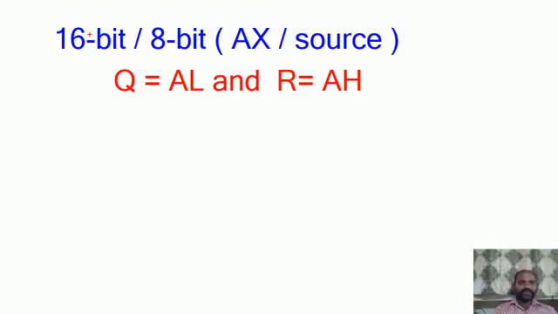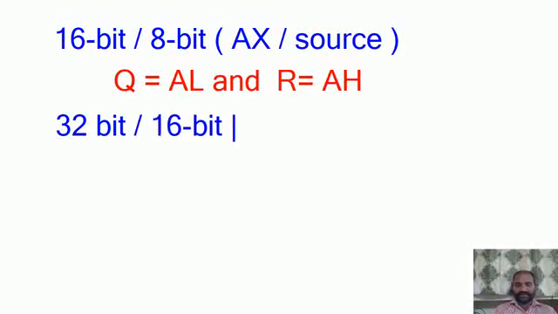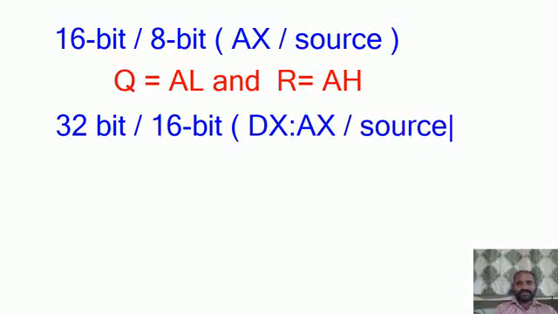So here we are having the 16-bit by 8-bit division. In 16-bit by 8-bit division, AL is holding the quotient, AH is holding the remainder. Now if you go to the 32-bit number, that is nothing but a 32-bit number divided by a 16-bit number. As you know, the 32-bit number is DX colon AX divided with the source, which is a 16-bit number.